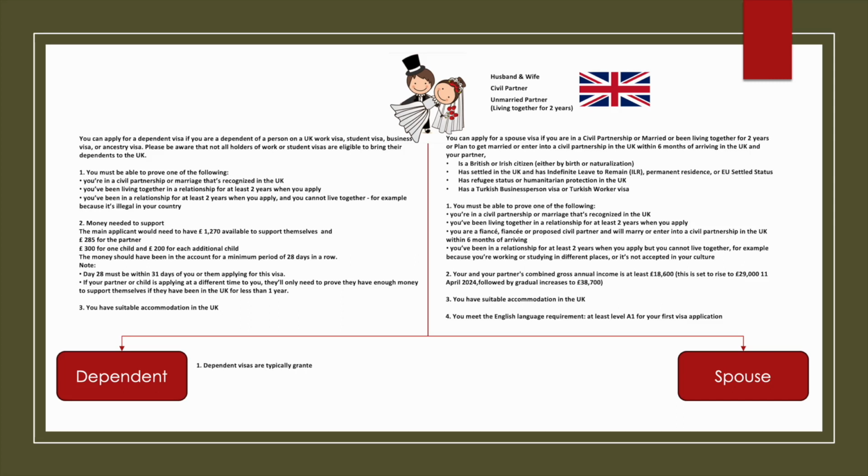For a dependent visa, the visas are typically granted for the same duration as the permission given to the main visa holder, while for a spouse visa, the initial spouse visa would be for 2 years and 9 months. If you are applying as a fiance or fiancée or a proposed civil partner visa, then it would be granted for a period of 6 months, post which you could apply for the spouse visa. After the 2 years 9 months period, you could extend your spouse visa for a period of 2 years and 6 months, by when you should have achieved the ILR eligibility period or the settlement period.